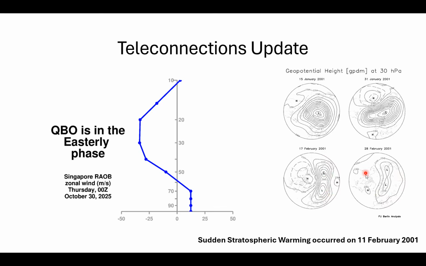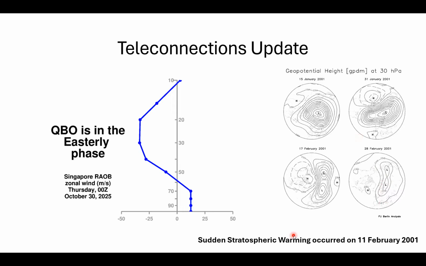And then over here on the far right, we see 28 February 2001, a weaker reflection of the stratospheric polar vortex then. So this really walks you through how the stratospheric polar vortex changed in early 2001 during that 2001 winter season.